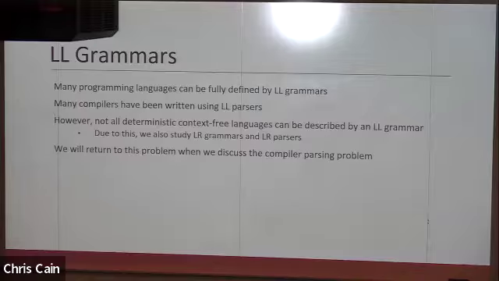And so a lot of our existing programming languages can be defined by LL grammars. A lot of the existing compilers that are out there are written using LL parsers because they're very efficient. But there is not a complete and total mapping between deterministic context-free languages and LL grammars. So because of this, there are LR grammars, and some deterministic context-free languages require LR grammars, which are even more complicated than LL. And we'll go over that as the very last thing we do.